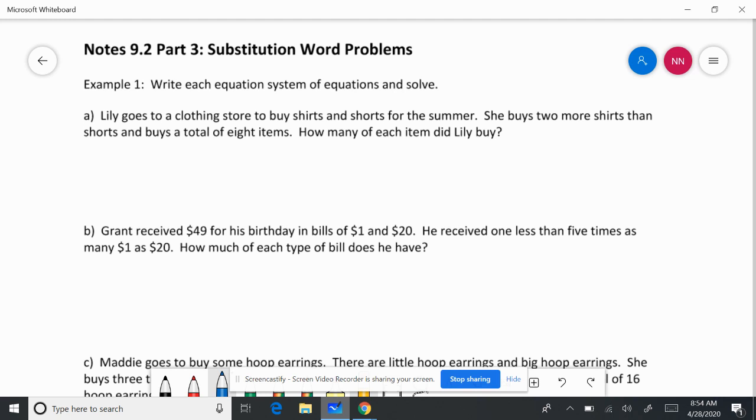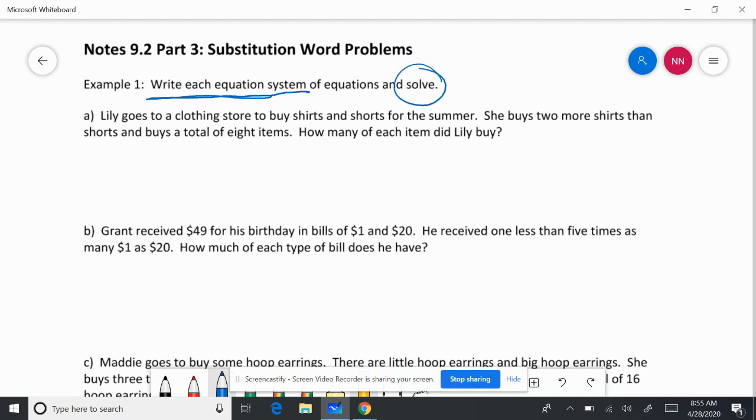We're going to be now looking at substitution word problems. So with this type of problem, we're going to be doing two different things. We're going to be writing an equation or equations, and we're going to be solving.